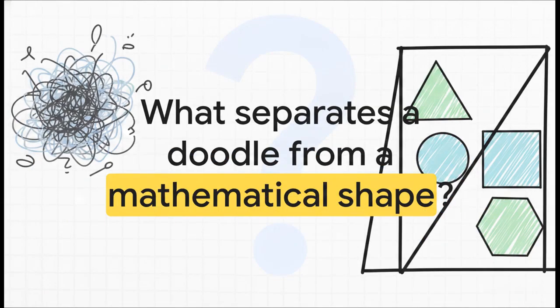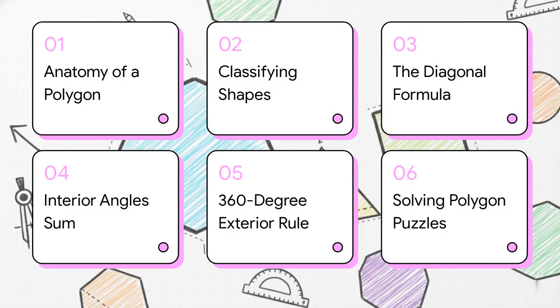So to kick things off, consider this question. What actually separates a random doodle in the margins of your notebook from a strict mathematical shape? At first glance, a bunch of connected lines might all just look like geometry, right? But mathematics requires strict boundaries. There's a precise gatekeeper that decides what makes the cut and what is just, well, a doodle. Okay, let's dive into this.